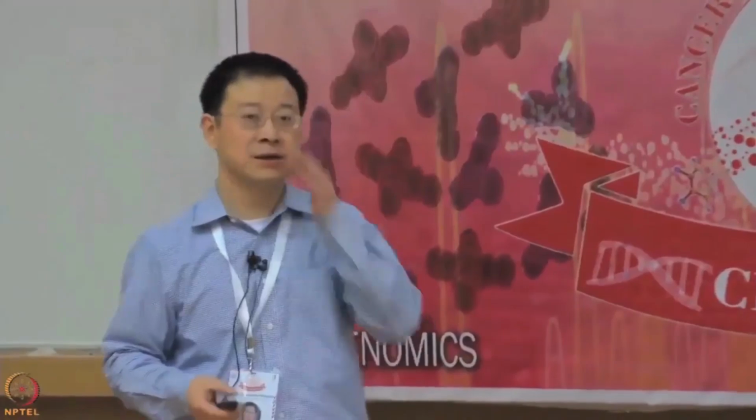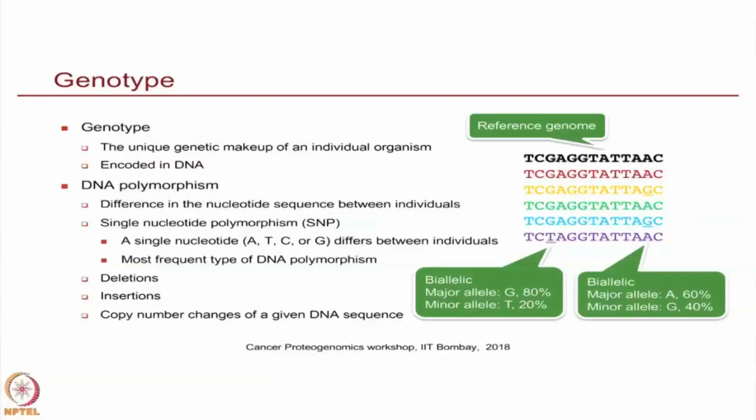So, I will start with a simple definition of genotype. We know that genotype refers to the unique genetic makeup of individual organisms and it's encoded in the DNA sequence, right? So, the difference in the DNA sequence between individuals is called DNA polymorphism.